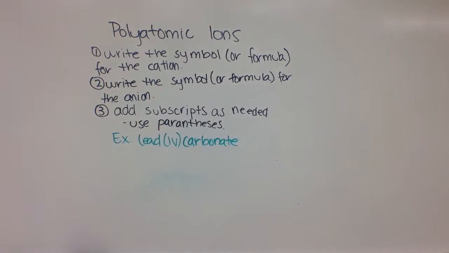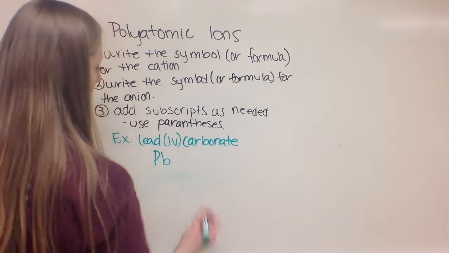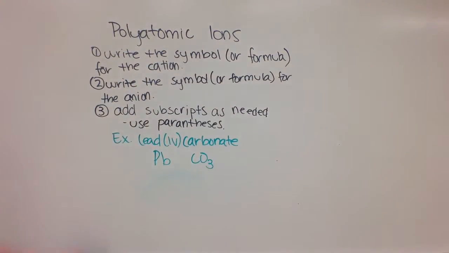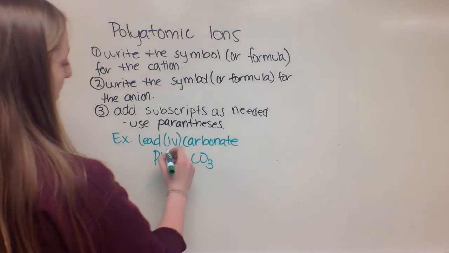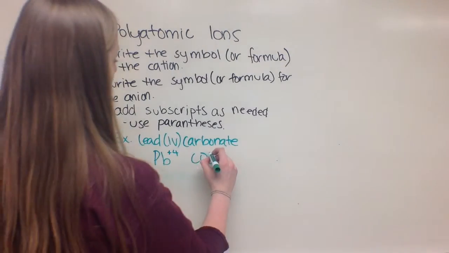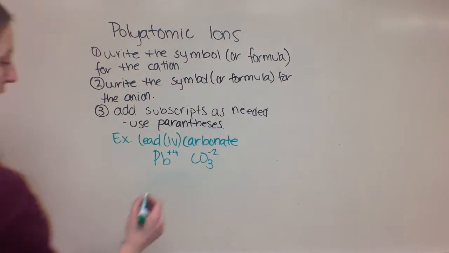So we have one last example, which is a little bit different again. So it's lead 4 carbonate. Once again, we start with writing the symbols. For lead, it's Pb, and for carbonate, it's CO3. Now, since it's lead 4, we know that the charge for Pb is +4, and the charge for carbonate is -2. So now we can just do crisscross to get the subscripts.